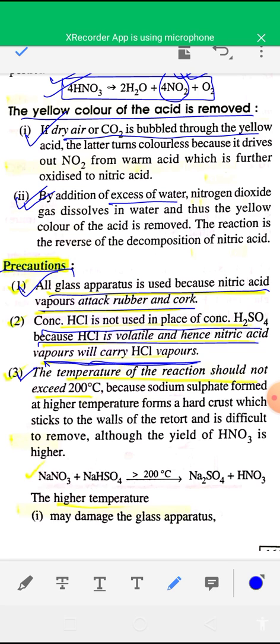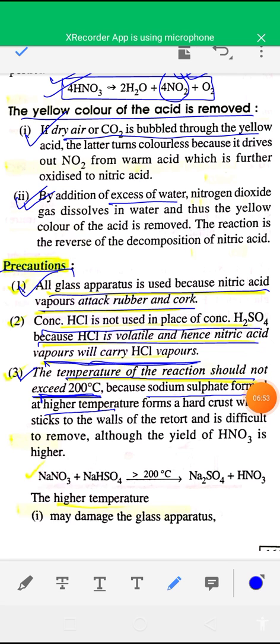And third precaution: the temperature of the reaction should not exceed 200 degrees. You have to control the temperature and maintain it below 200 degrees, because sodium sulfate formed at higher temperatures, above 200 degrees Celsius, forms a hard crust which sticks to the wall of the retort, and it is difficult to remove, although the yield of nitric acid is higher.